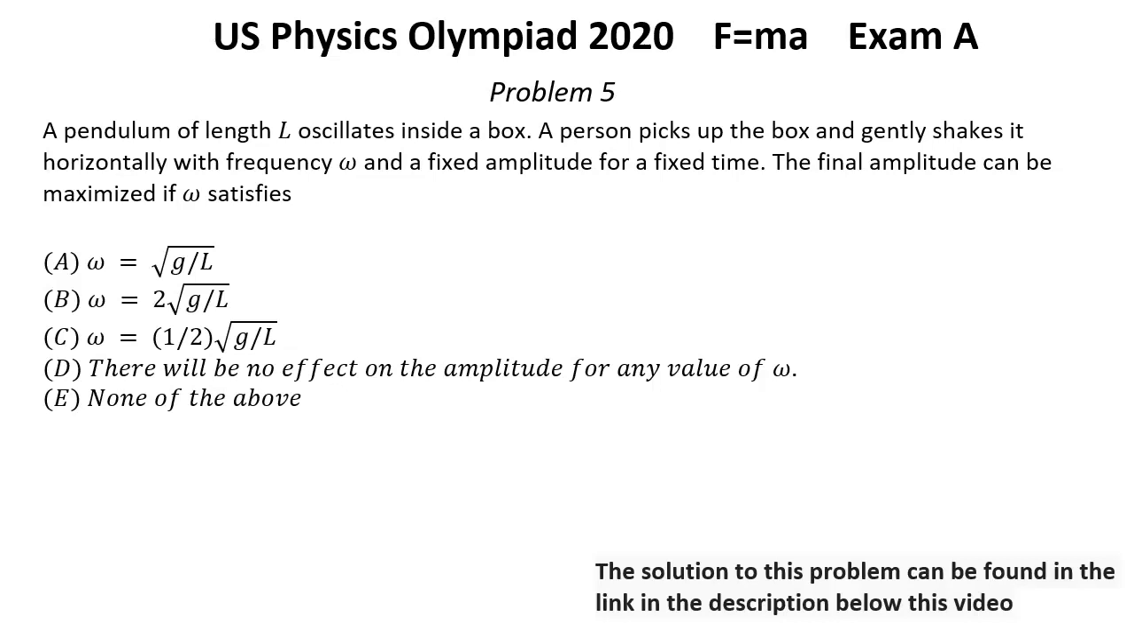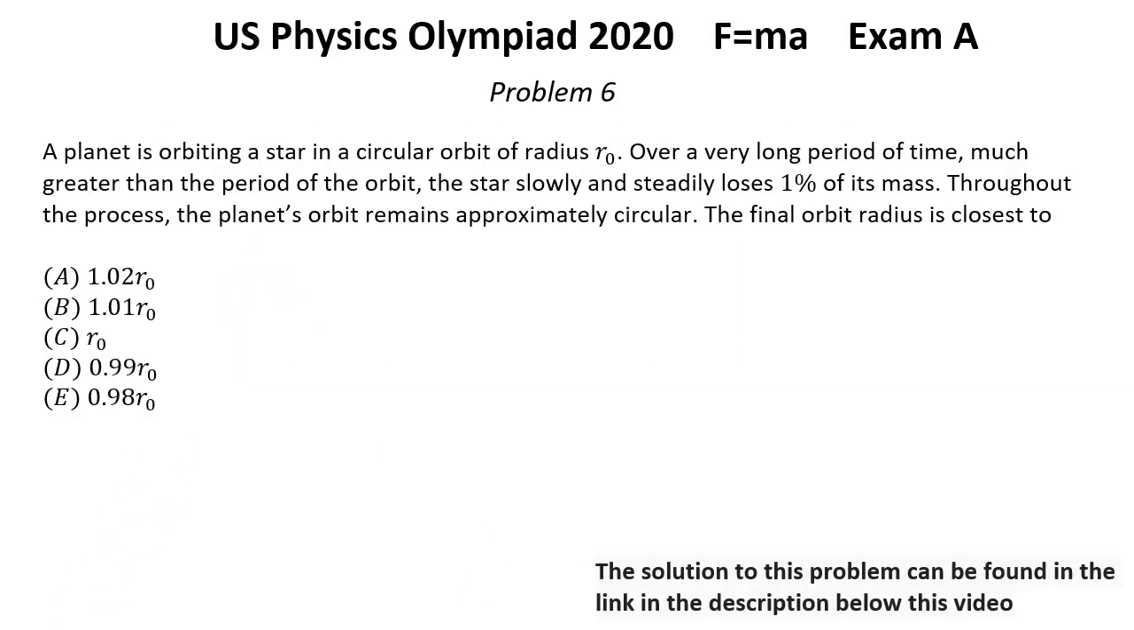In the frame of the box, this is equivalent to a horizontal driving force with a frequency omega. To increase the amplitude, the driving should be at resonance. So, omega equals square root of g over L, which is answer B, and this is the solution for problem number 5.